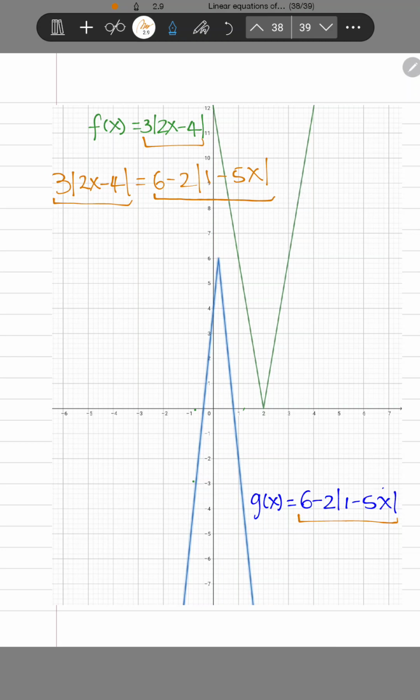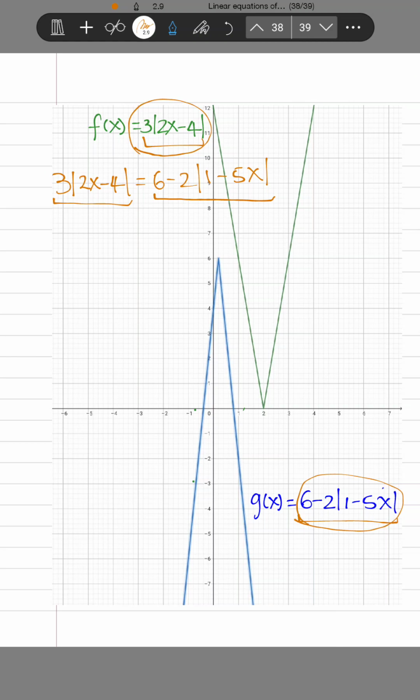We can split them into 2 parts. One is a function f of x equal to 3 times |2x minus 4|. The other is another function g of x equal to 6 minus 2 times |1 minus 5x|. Once again, to plot such graphs, it's important to know and understand linear equations and graphs. This is also covered in another part of this channel. We need to understand that.